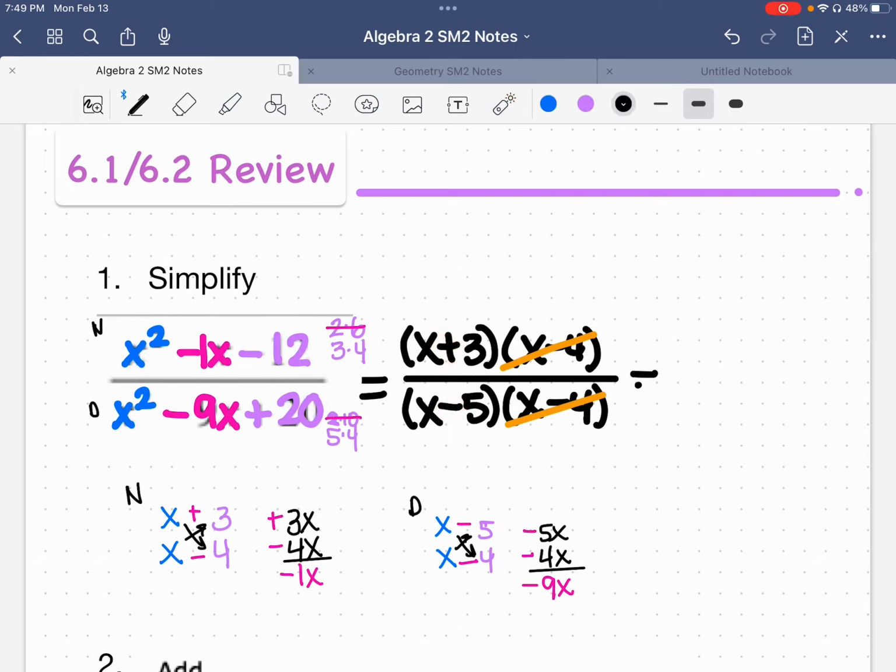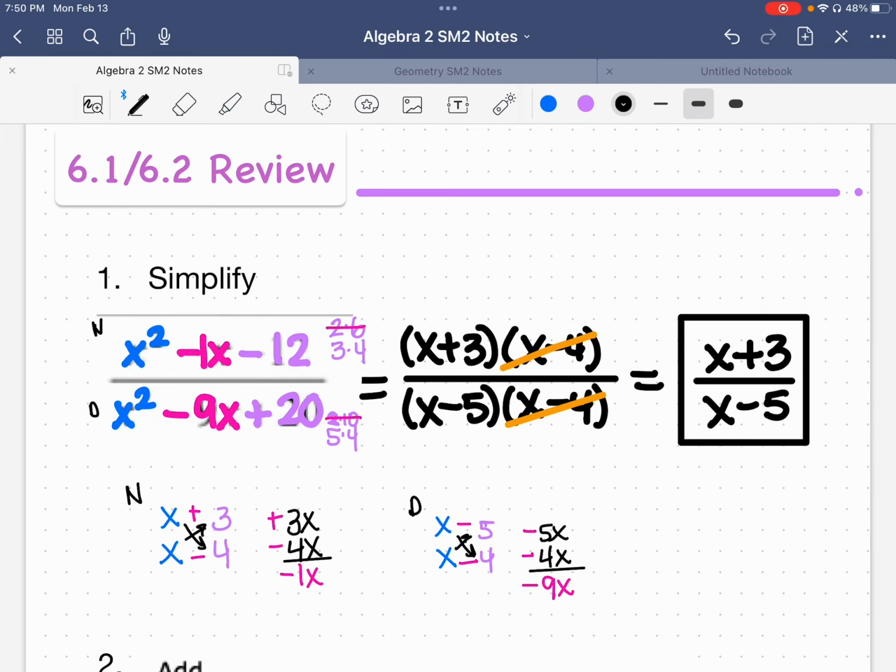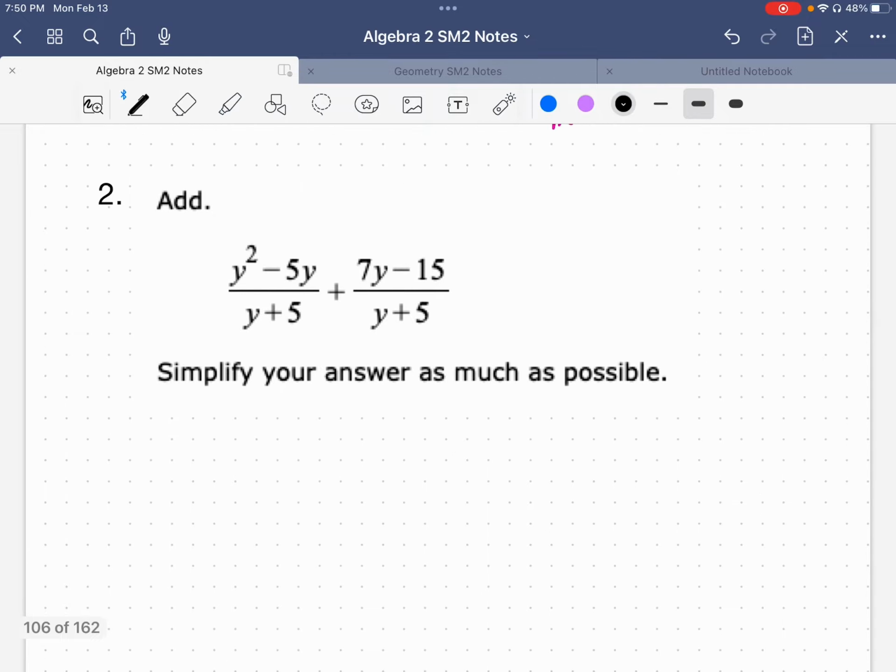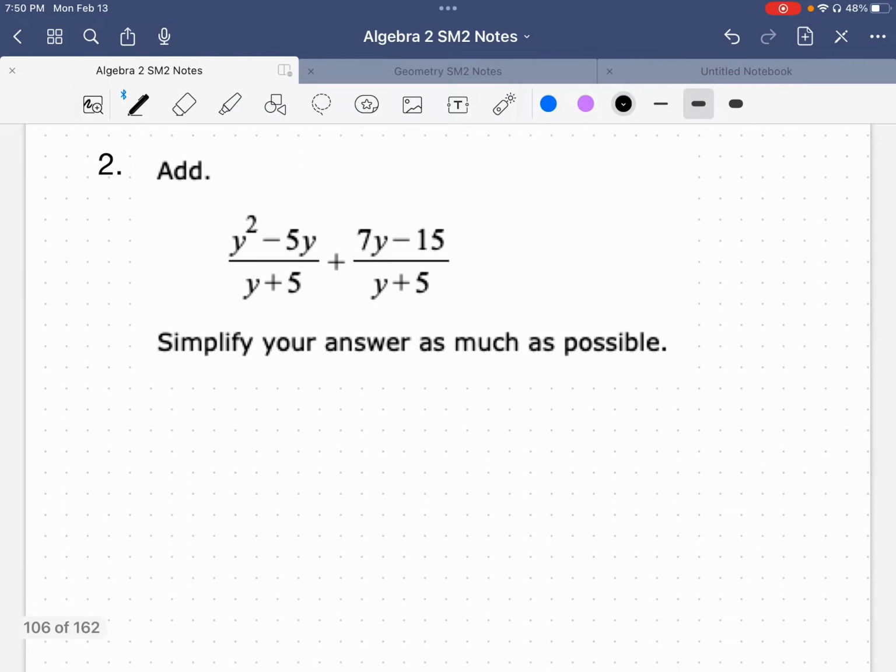All right, we have an answer. We have x plus 3 on the top, and we have x minus 5 on the bottom. This is our rational expression answer. All right, the last one I wanted to show you today is an adding problem from 6.2. It does ask us to simplify our answer as much as possible.